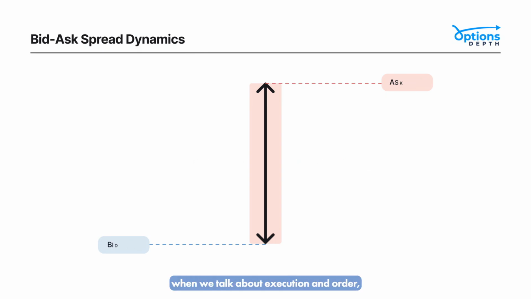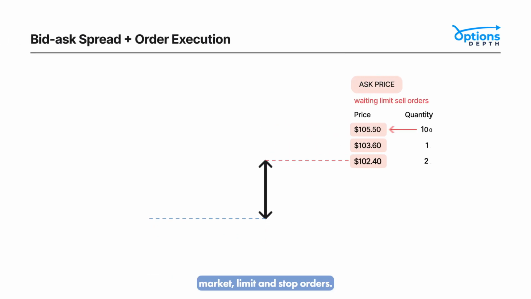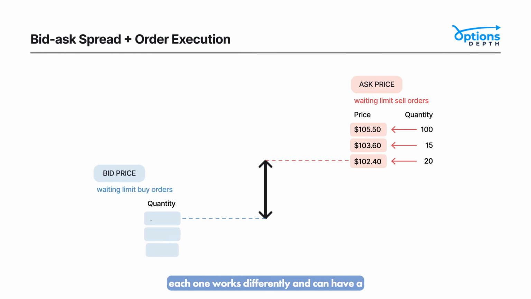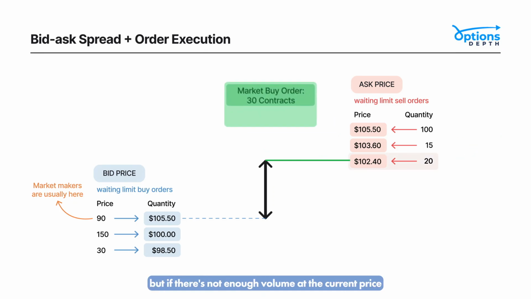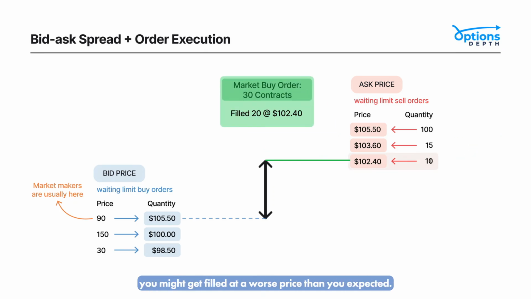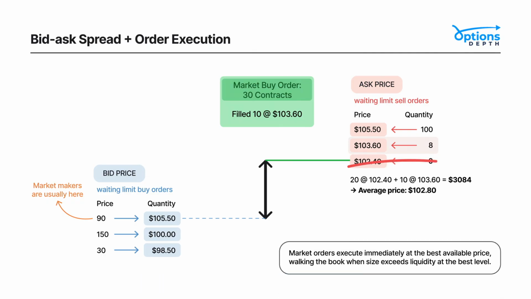When we talk about execution and order, there are three main types you can use when trading: market, limit, and stop orders. Each one works differently and can have a big impact on how your trade plays out. When you place a market order, you're saying, I want my order to be filled right now. It's the fastest way to enter a trade. But if there's not enough volume at the current price, you might get filled at a worse price than you expected. In this case, you're choosing speed over price.